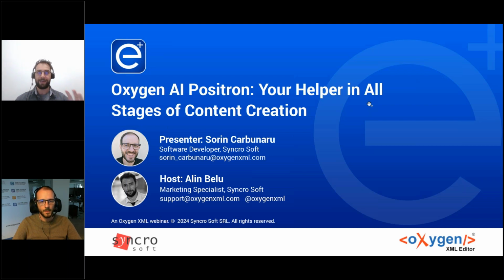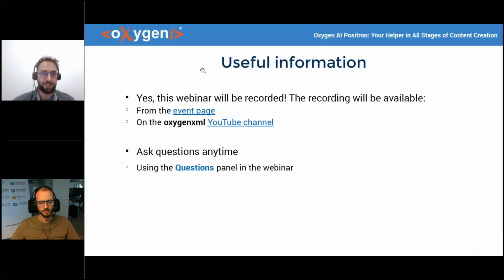With this dynamic backdrop, we've invited Sorin Cărbunaru, a senior software developer at Synchrosoft. You can see us both, to shed light on how AI can truly transform content creation through the lens of our own AI tool, the Oxygen AI Positron Assistant add-on, which had its version 2.0 released only 2 weeks ago. So we will have a very interesting presentation today.